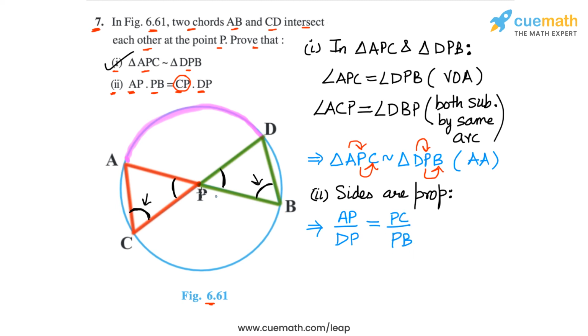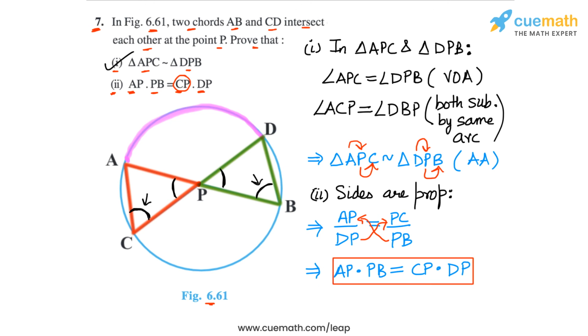And now what do we do? Well, we simply cross multiply. So we take PB on the left and DP on the right. So this will give us AP into PB on the left side, and on the right side it will give us PC or CP. So let me write it as CP into DP. And if you observe the statement of part 2, this is what we had to prove. Okay, so this completes part 2, and with this we have completed question number 7.